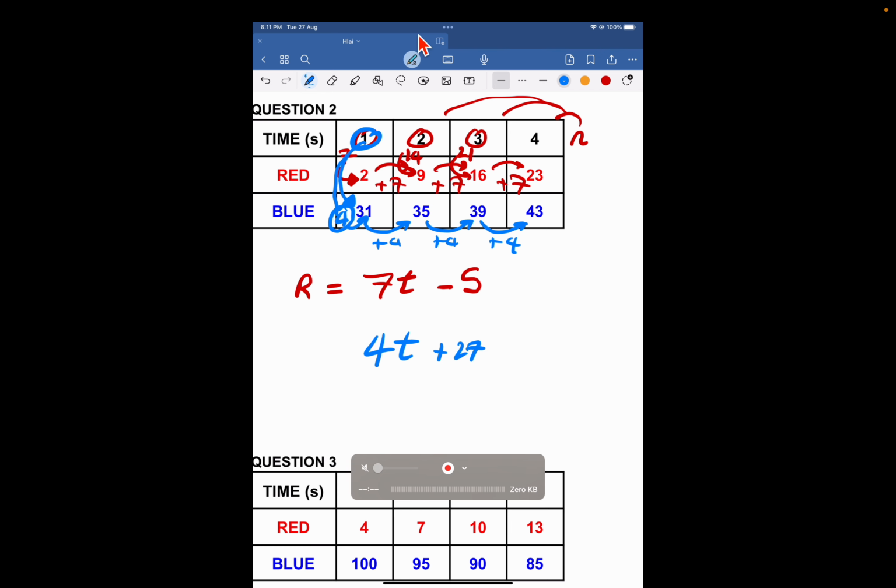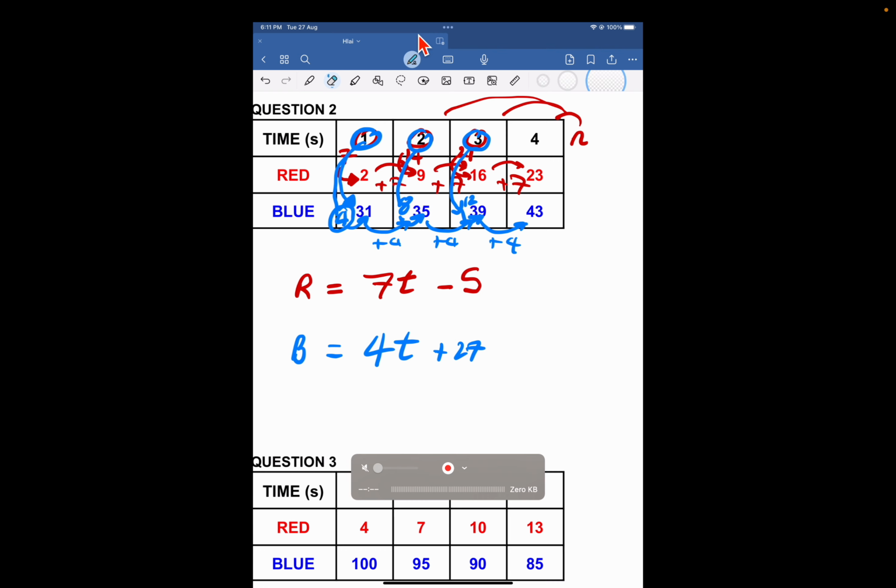But let's just check it works for all of them. 2 times 4 is 8, plus 27. That seems to work. 3 times 4 is 12, plus 27. Yeah, there we go. So there's blue. Okay, so now you've got that. That's how to find the rule for each of the red and the blue number at a certain time t.